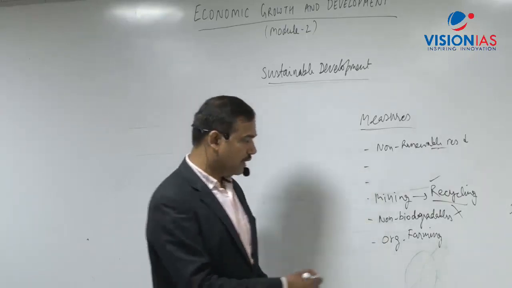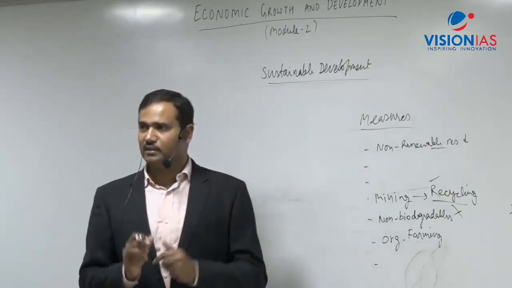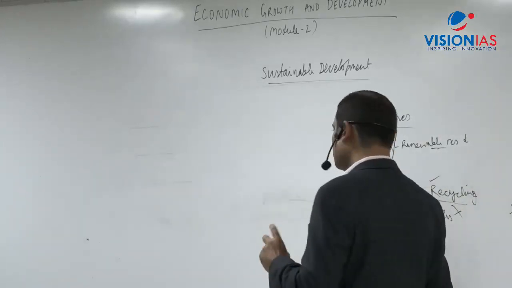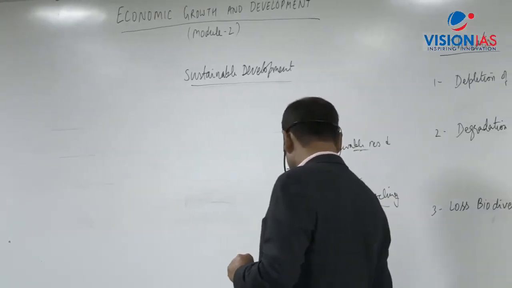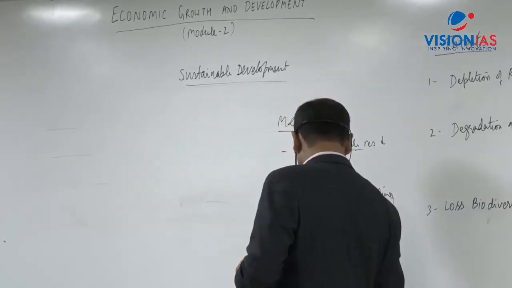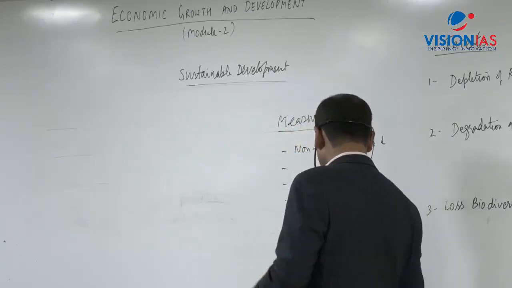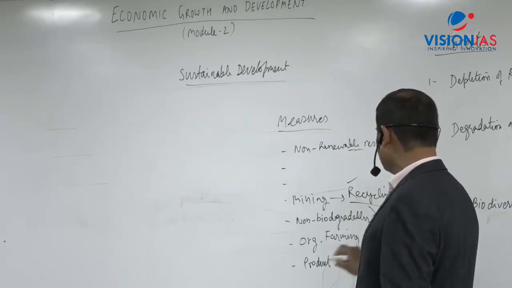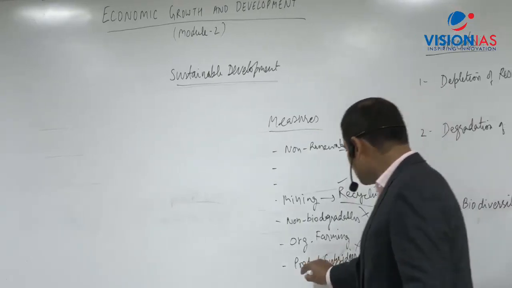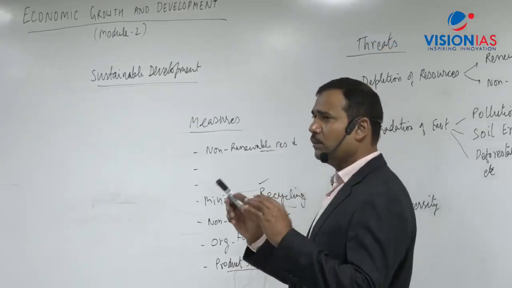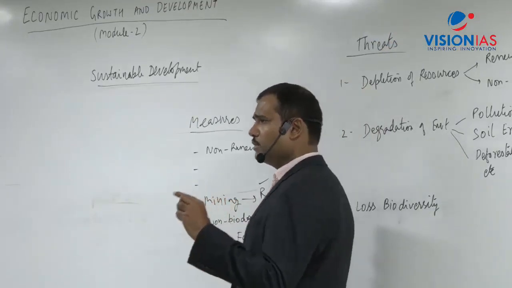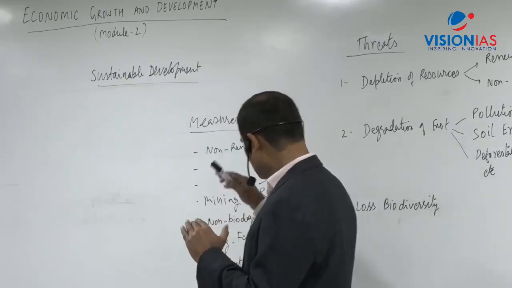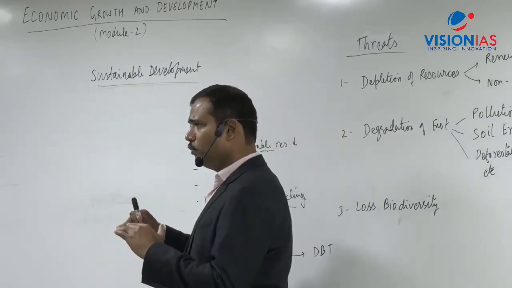Other is, if we talk in pure economic terms, then one thing is that we can say that product subsidies should be eliminated. Rather, they should be replaced by DBT, direct benefit transfer. Product subsidies means the government is giving subsidy on any product. For example, the government was giving subsidy on LPG. So you know, when price will come down, will people overuse or not?